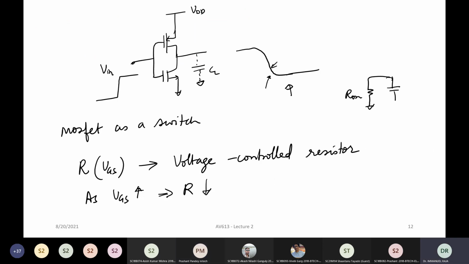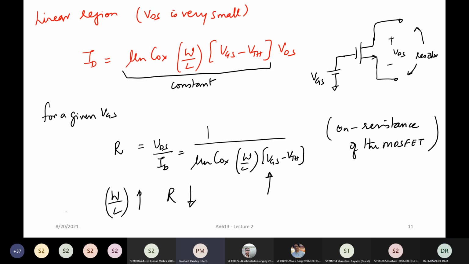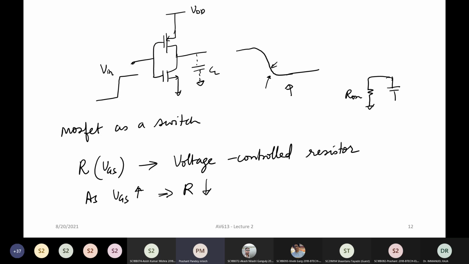Yes, sir. So in the saturation region, this resistance has no significance then, sir. If we are operating as an inverter, we are operating either in cutoff or in saturation. So this resistance has no significance.